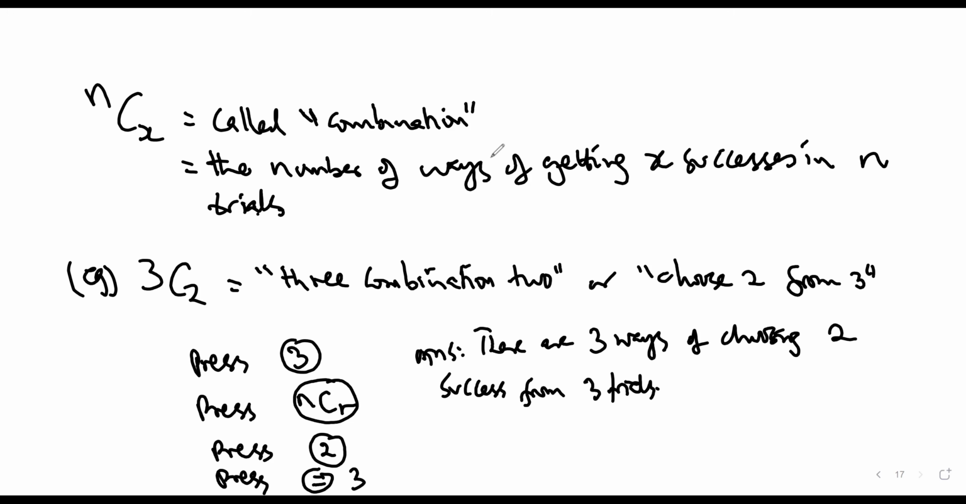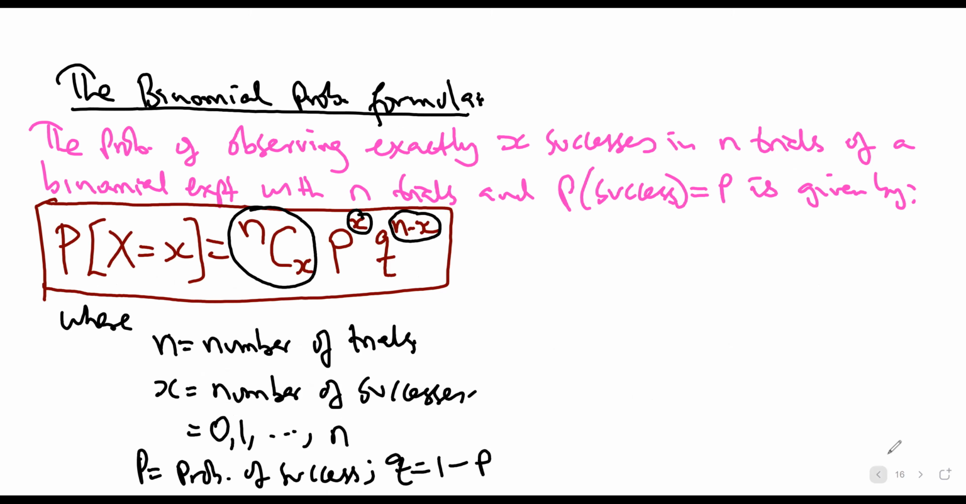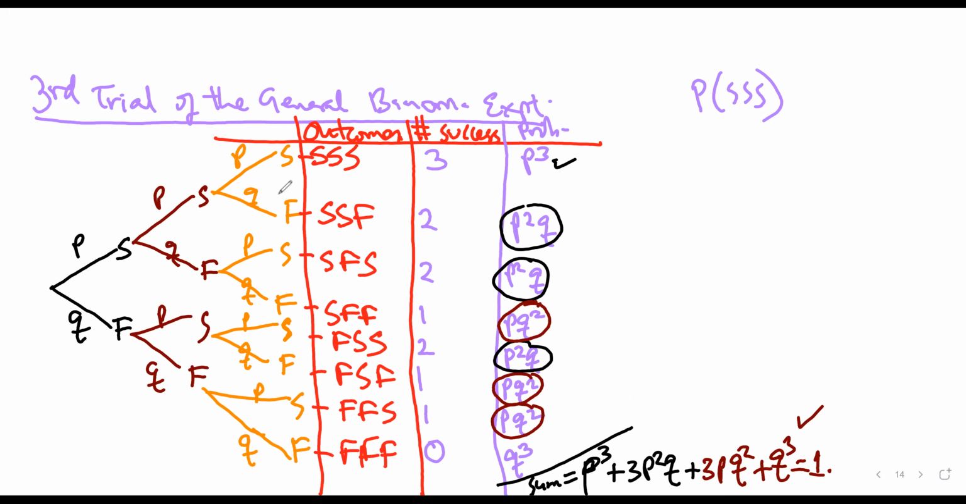Okay, and I want to show you that that can be shown from the tree diagrams that we had earlier on. For instance, if you look at this larger tree diagram here, the number of trials was 3. So let's find out how many times did we get 2 successes from this tree diagram. And this is 1, 2, 3. So there are 3 ways of choosing 2 successes in 3 trials.